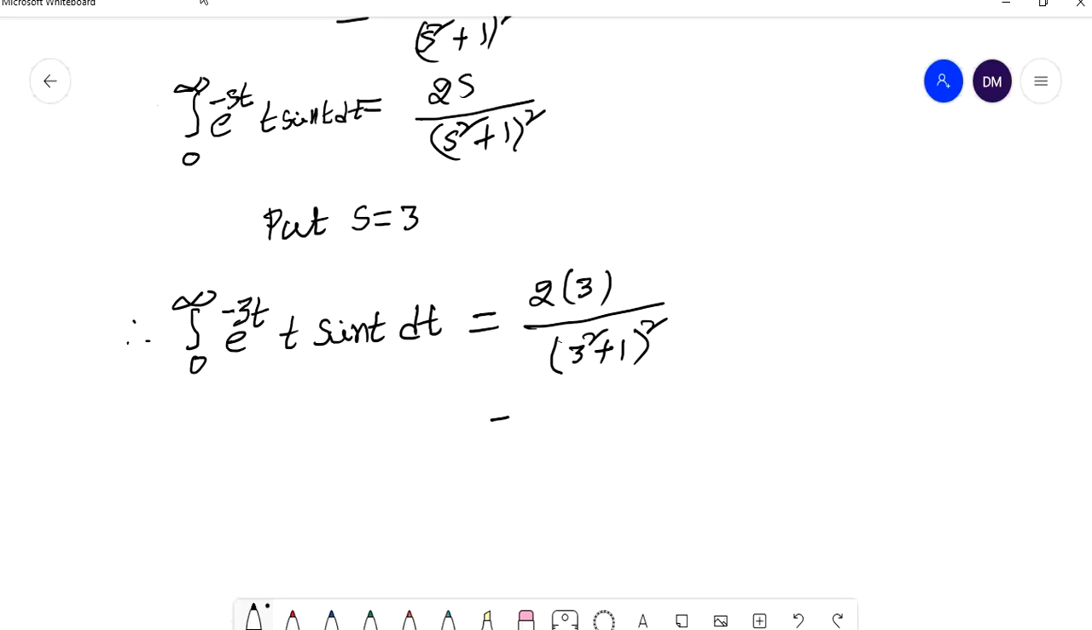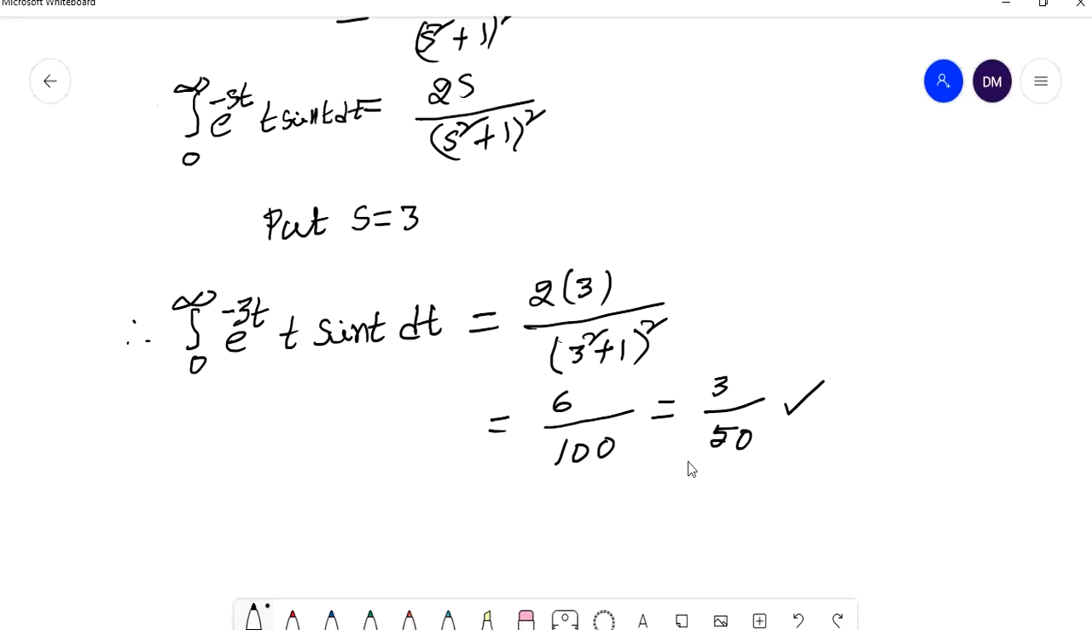So this is equal to 6 by, here 3 square means 9, 9 plus 1 is 10, 10 whole square means 100, right? What happens if you cancel this? 2 3s are 6, 2 50s are 100. So you can get the solution of the given integral is 3 by 50. The value of the given integral is 3 by 50, right?